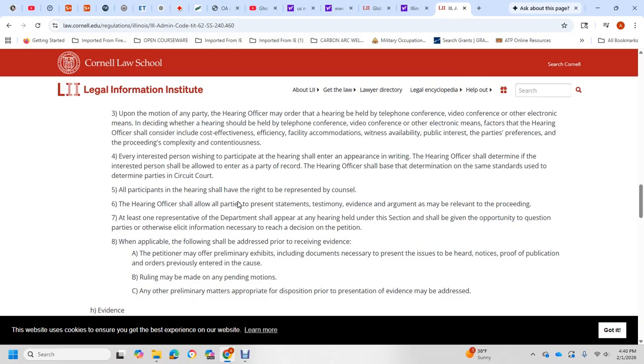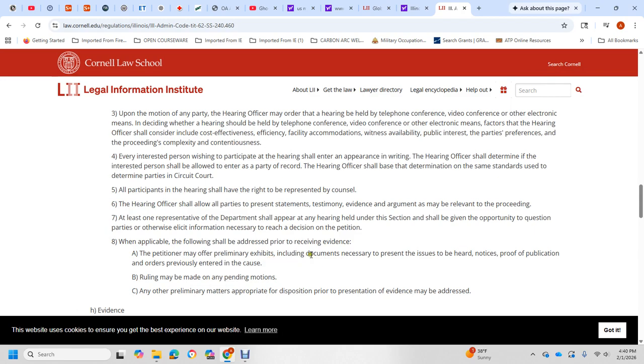The hearing officer shall allow all the parties to present statements of testimony, evidence and argument that may be relevant to the proceeding. At least one representative of the department shall appear. Hearings held under this section shall give the opportunity to question, and to elicit other information necessary to reach a decision on the petition.